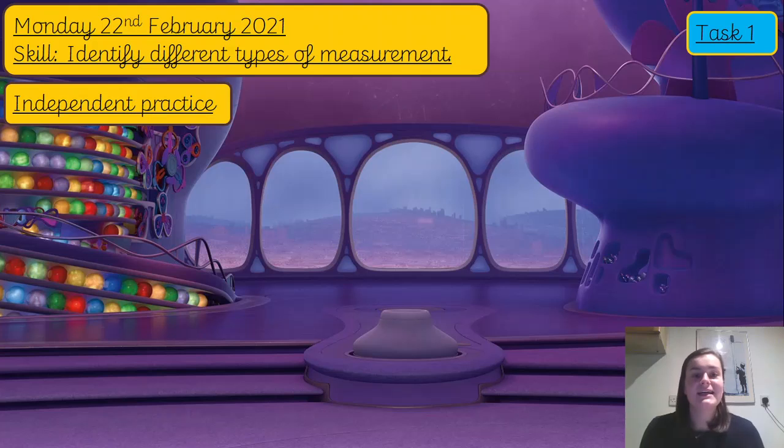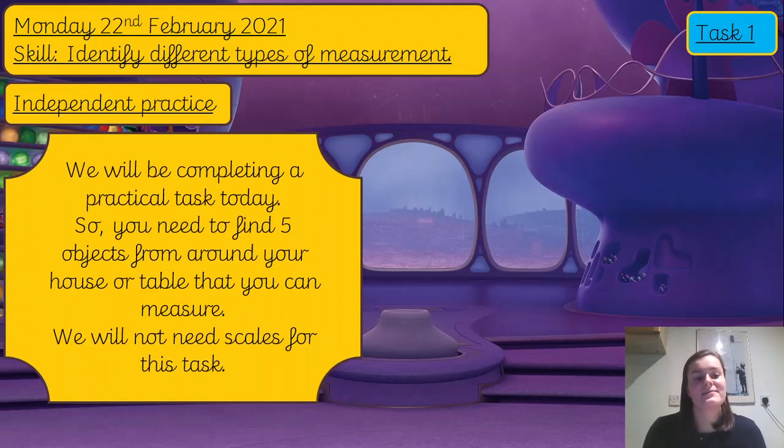Okay, now you know a bit more about measure then. We are going to be moving on to our first task. So we're going to be completing a practical task today. So I need you to find 5 objects from around your house if you're at home, or maybe in your tray if you're at school. But you don't need any scales for this task, guys. So if you are at home, you don't need anything. You can get them if you'd like to, but you won't need anything, as we're just going to be having a bit of a play today. And obviously same if you're at school.